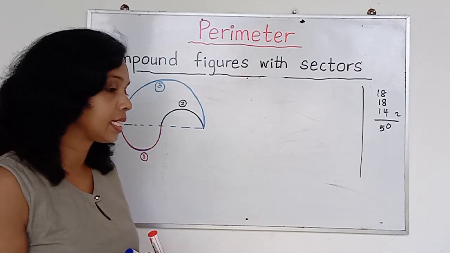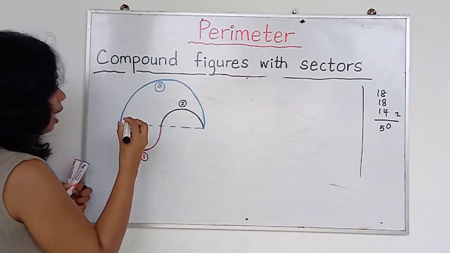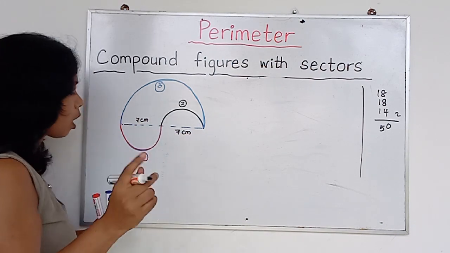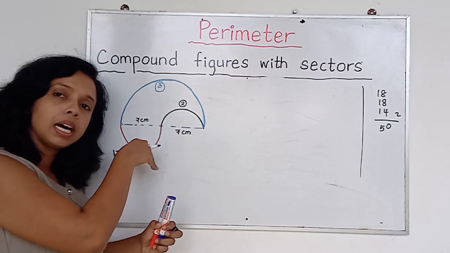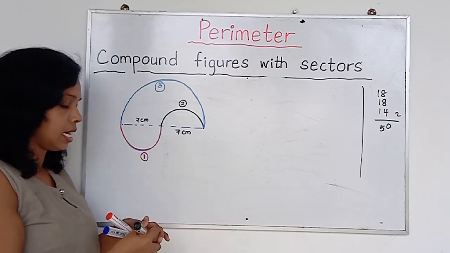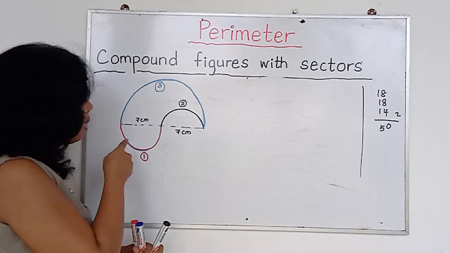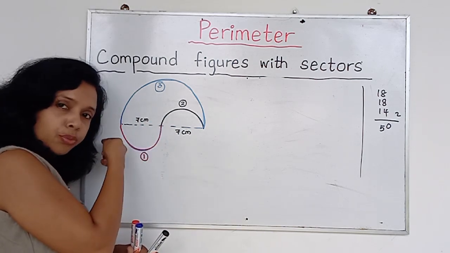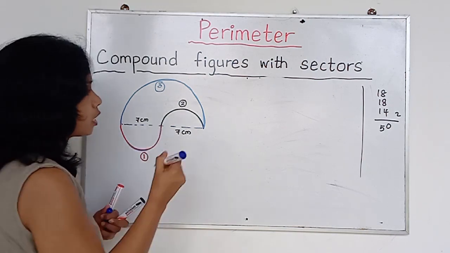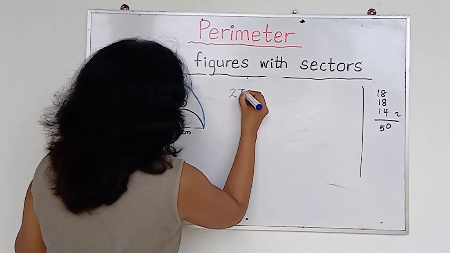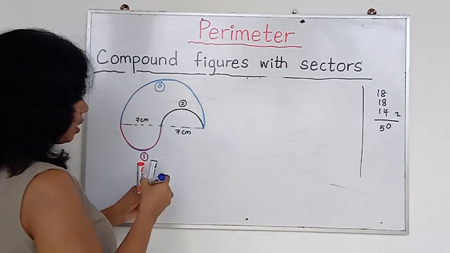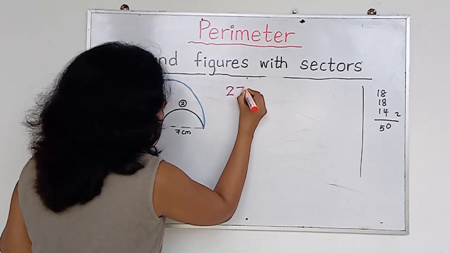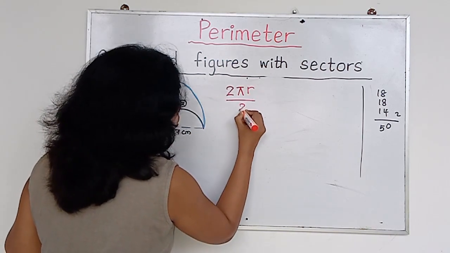What can you do? So let's say what are the values they have given. So they have marked this as 7 centimeters and this length as 7 centimeters. Now think about only part 1. So how can you find it? It's a half circle and the length from here to here. So this red color one. Tell me how you can find that. It's like this. 2 pi r. So I'll do it in red color. Then you can identify. 2 pi r divided by 2.